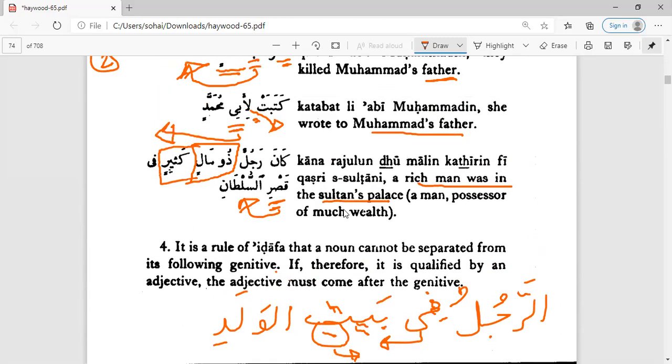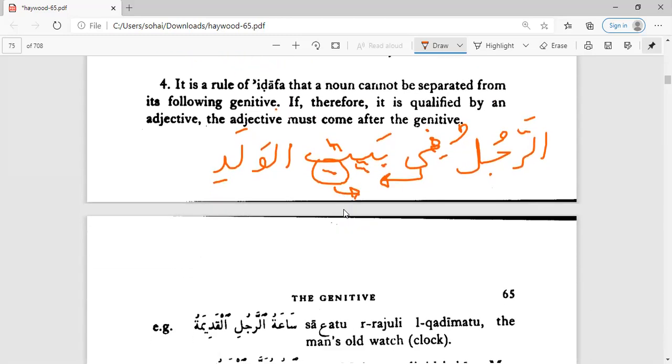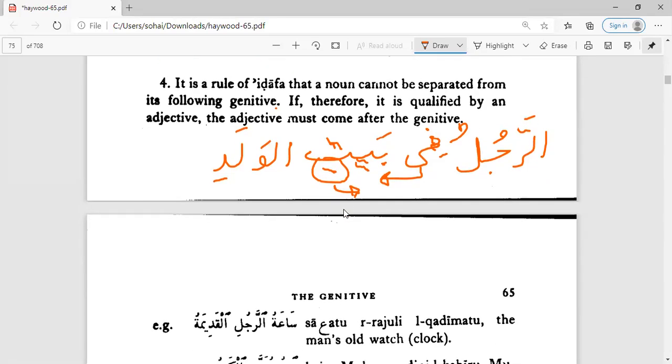Why not ghani, the word? Because there are different ways of saying things. You could say kana rajulun ghaniyun fi qasr sultani. That's fine as well, but this is also correct. Like English, we could say one sentence in ten different ways. Arabic is the same. Same way, tullabu means students, talamizatun means students as well. So it's just another way of saying it. Make sense?